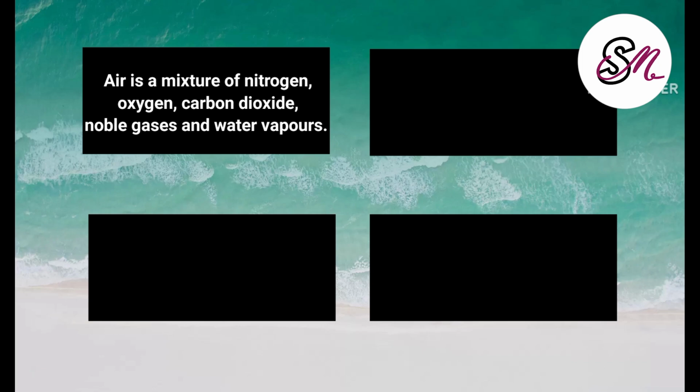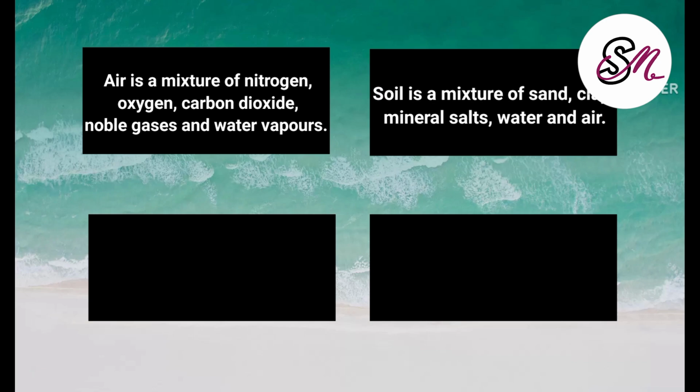Same is the case of soil. Soil is a mixture of sand, clay, mineral salts, water and air. All these components, sand, clay, mineral salts, water and air, are physically mixed up and they do not have fixed ratio. अब soil जिस एरिया से ले, कुछ एरिया में fertile soil होगी, कुछ एरिया में infertile soil होगी. Because they are not mixed up in a fixed ratio, their ratio can be different.